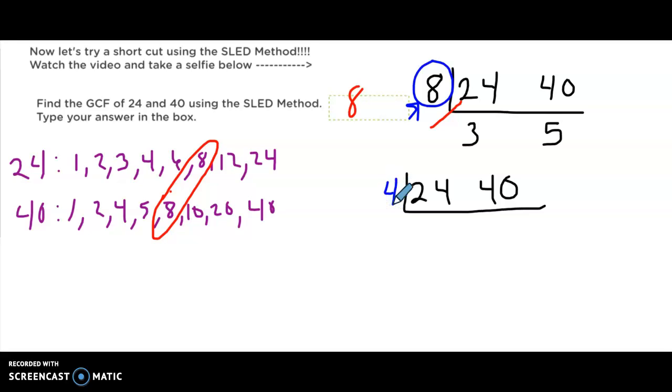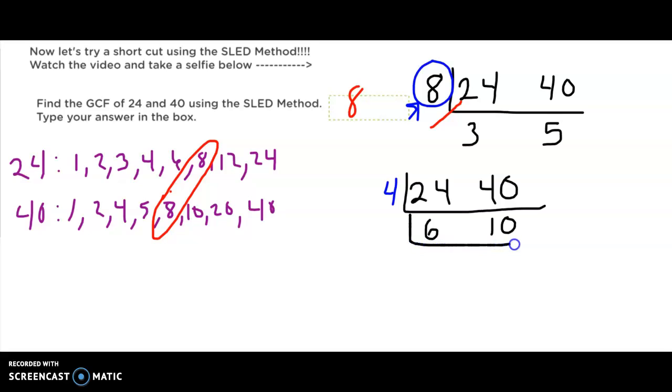So what's 24 divided by 4? It's 6. Now, what's 40 divided by 4? That's right, 10. Now, look at the 6 and the 10. Is there another number that is a factor of both 6 and 10? Now, they're even. So if they're even, I can pull out a factor of 2. Now, get your calculators and check. 6 divided by 2, 10 divided by 2. Yeah, that works.